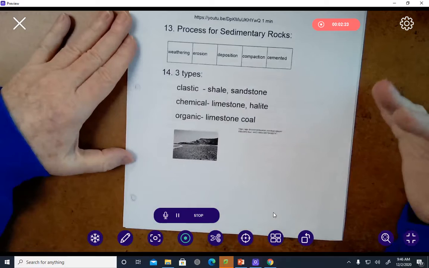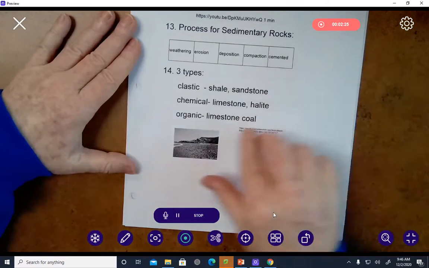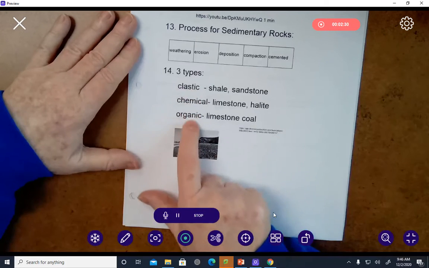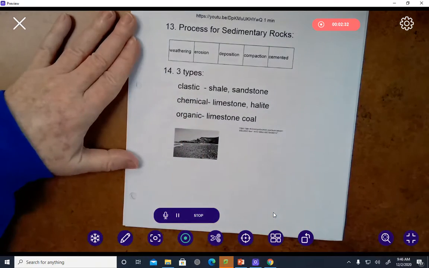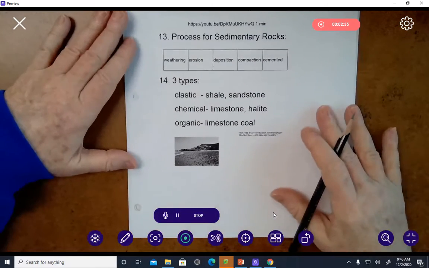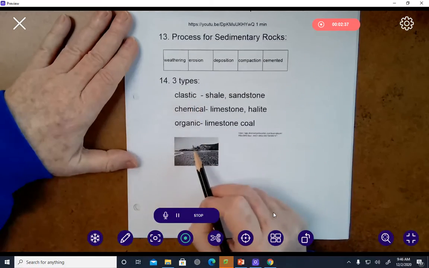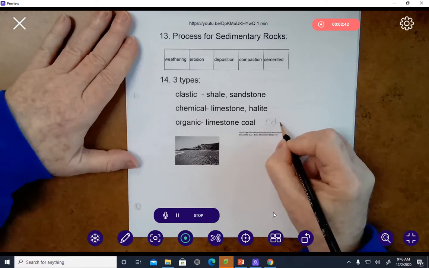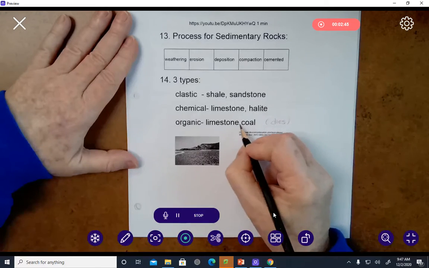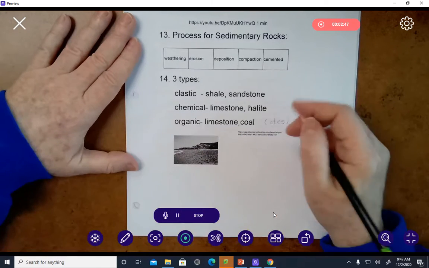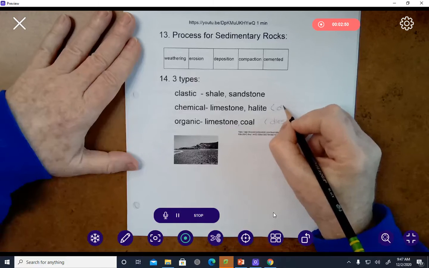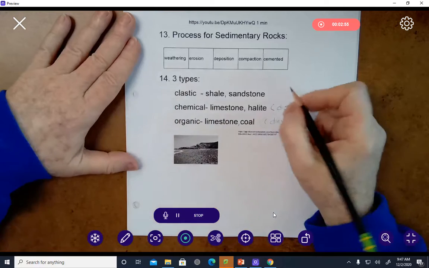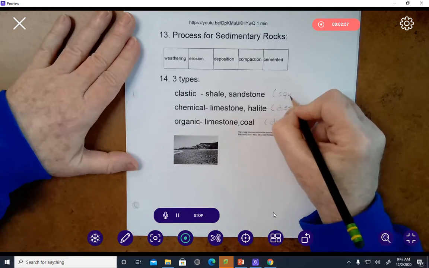There are basically just three types of sedimentary rock: clastic, chemical, and organic. Now, I didn't write it on here, but it is on the Google Slides. A way to remember these: organic is like something that dies because it's coming from living things, and here are two samples, limestone and coal. Chemical is when things dissolve, and clastic is when things are squeezed together.